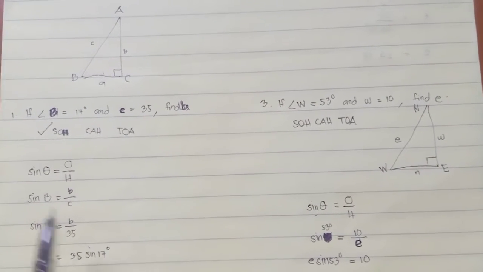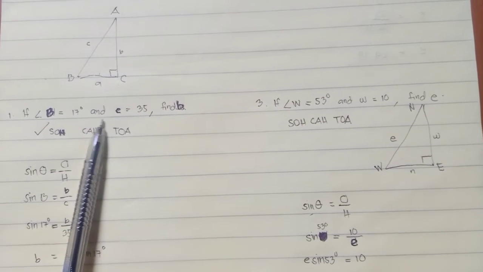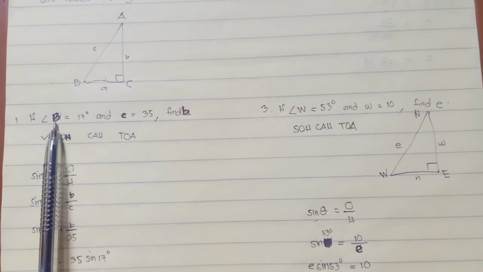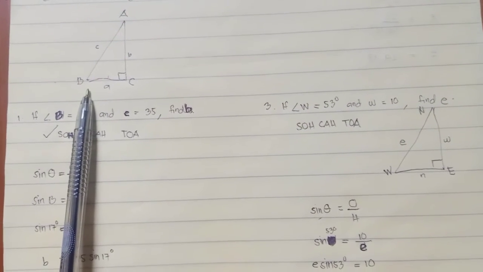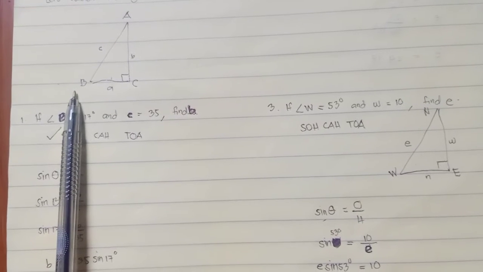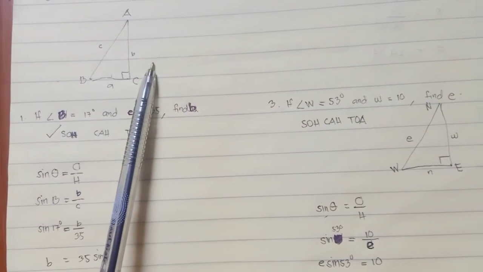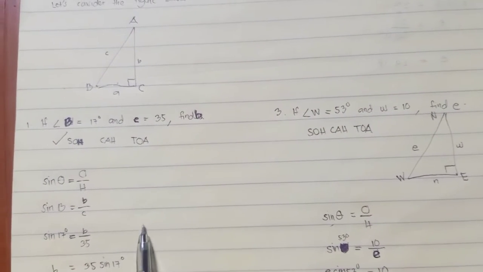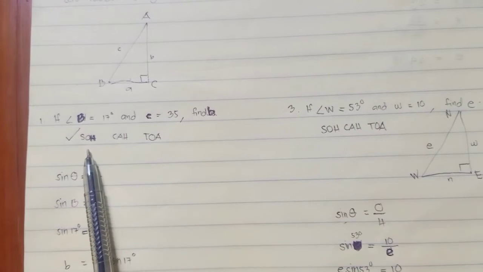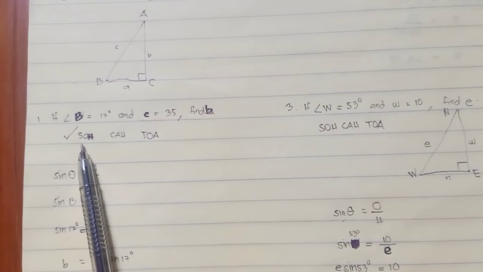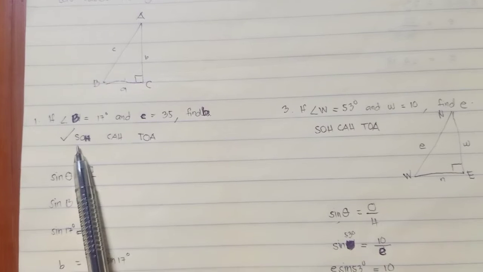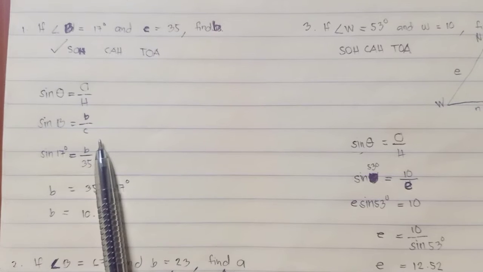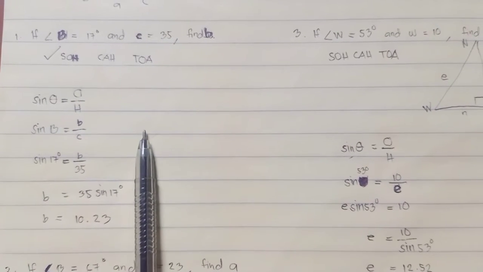Question number 1: if angle B is equal to 17 degrees and c is equal to 35, find b. Our given is angle B, which is our reference angle, and c, the hypotenuse, and we need to find b, the opposite of the reference angle. So we have to use SOH, because we are talking about opposite and hypotenuse.